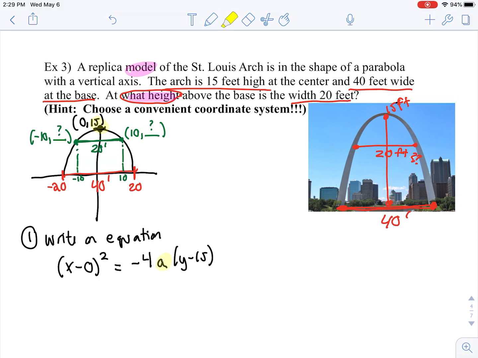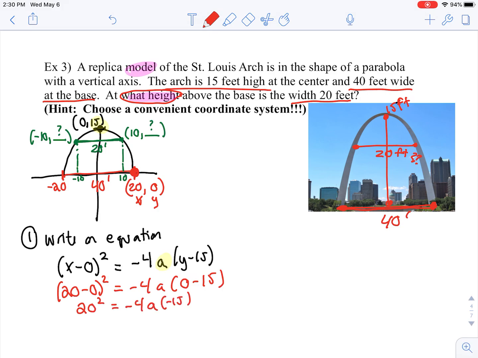Now, we've got a pretty decent equation here, but just like in the last one, we still don't know the a value. So in order to find the a value, we're going to have to plug in a point. Well, we did find a couple of other points on the graph. For example, right here, this point down at the base is at 20, 0. So if I plug in that point, I could plug in 20 for x and 0 for y. That leaves me with 20 squared equals negative 4a times negative 15.